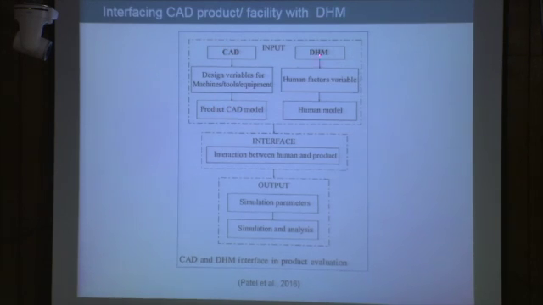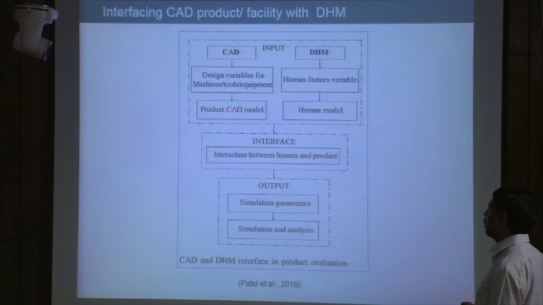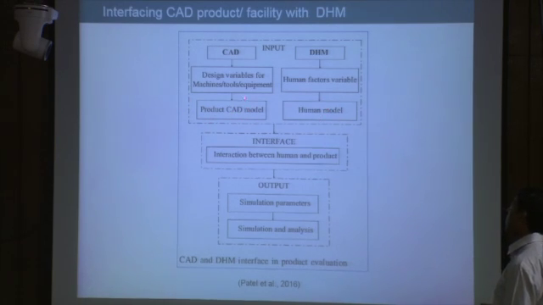On the other hand, we are developing a digital human model. Using digital human modeling software, we can consider various human factors variables related to anthropometry and biomechanics, and we can create a human model. When the product CAD model or facility CAD model is ready and the human CAD model is also ready, then we can go for interfacing those. Interaction between human and product.